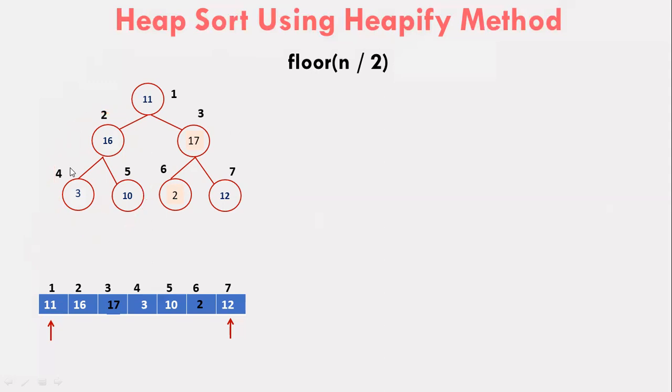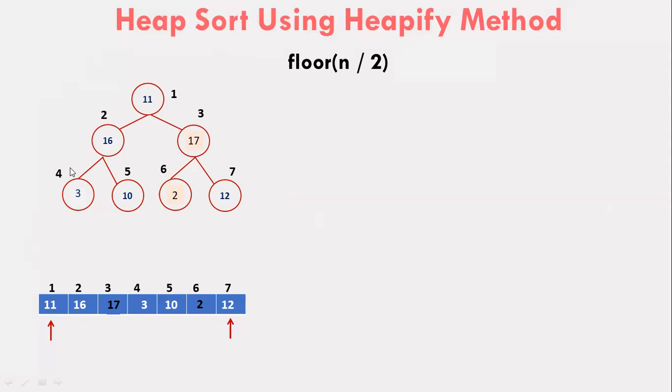And how do we calculate the left node and right node? The left node is given by the formula 2i, that is 2 into 2 is 4. 4 is the left child with index value 4, that is node 3 is the left child. And 2 into 2 plus 1, that is index value 5 with node value 10, is the right child.